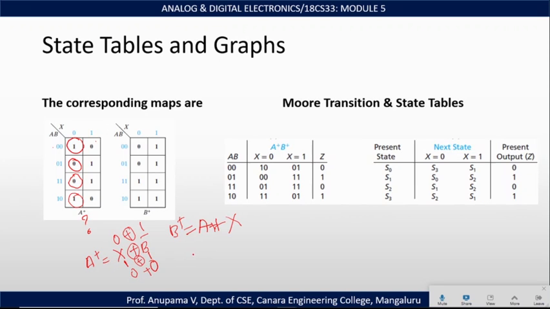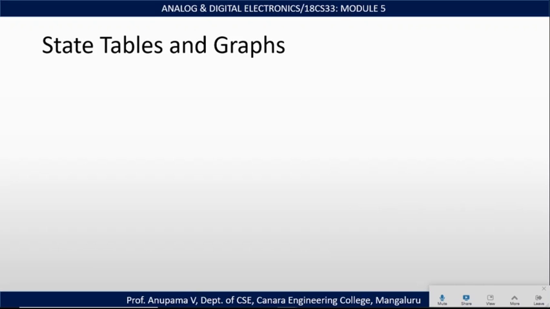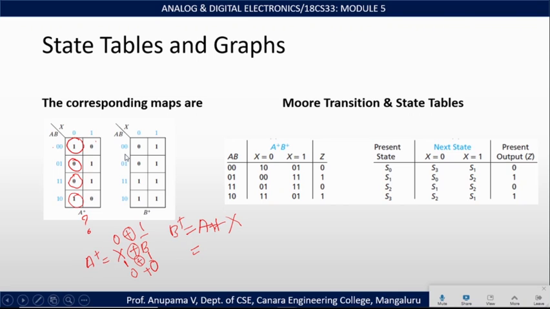So what is B plus now? B plus is equal to a plus x. When a is 0 and x is 0, 0 plus 0 is 0. Here a is 1 and x is 0, 0 plus 1 is 1. Here plus means OR operation. A is 1 and x is 0, so 1 OR 0 is 1.